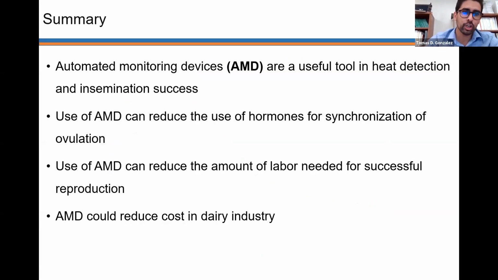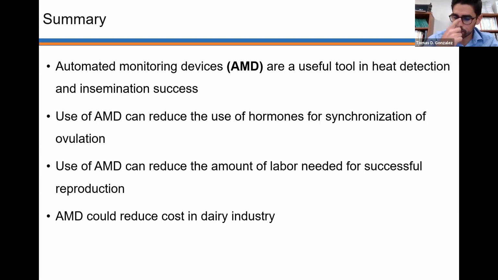So in summary, we can say for the data we're showing today, the devices are a useful tool for heat detection and insemination success. The use of automated monitoring devices can reduce the use of hormones for synchronization of ovulation. Use of the devices can reduce the amount of labor needed for success in reproduction. And the important thing is the devices can reduce the cost in the dairy industry.